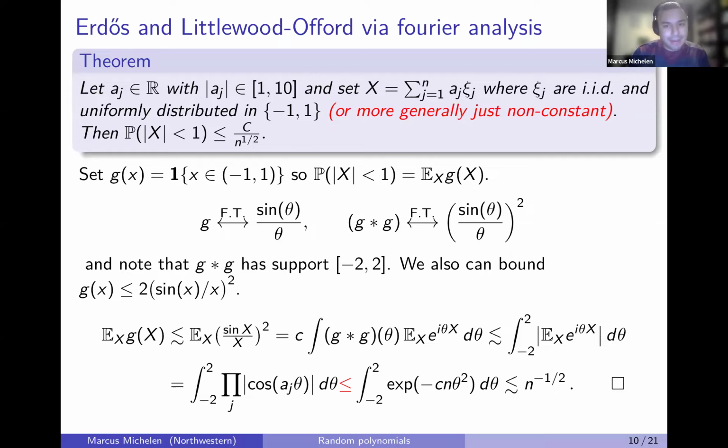It's telling us if I add up n independent things of the same size, the probability it's small is like 1 over root n. I'll pause once more for questions before we move to our next section. Okay.